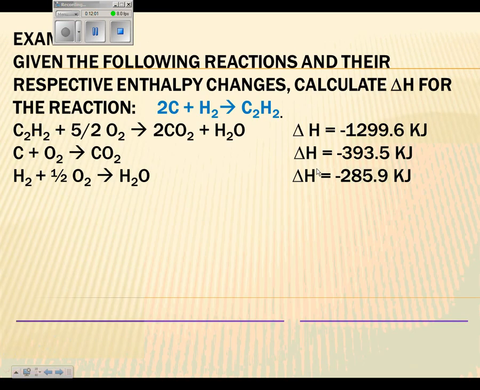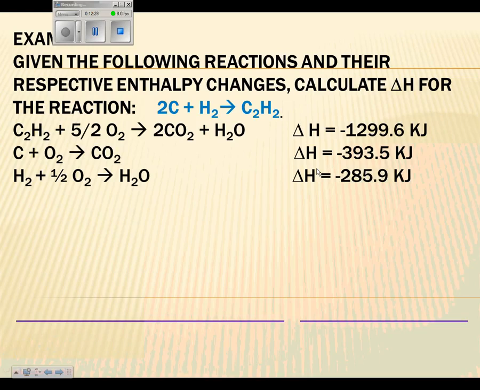Okay. Given the following reactions and their respective enthalpy changes, calculate delta H for this reaction. So here they've given you the enthalpy values for 3 different reactions. And if you sum these reactions together, they give you each of those individual reactants and products. So 2 moles of carbon plus 1 mole of hydrogen is going to give you, what is that, ethine or acetylene. And so you look at this and figure out what you have to do.